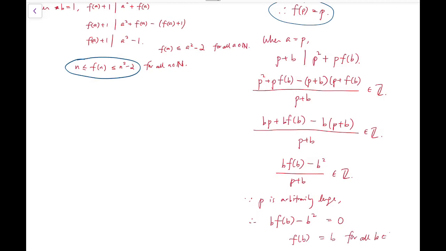So that means f of b equals b for all natural numbers b. After fixing any natural number b, we can achieve this. So this again holds for all natural numbers. So therefore, f of n equals n for all natural numbers n, and we check.